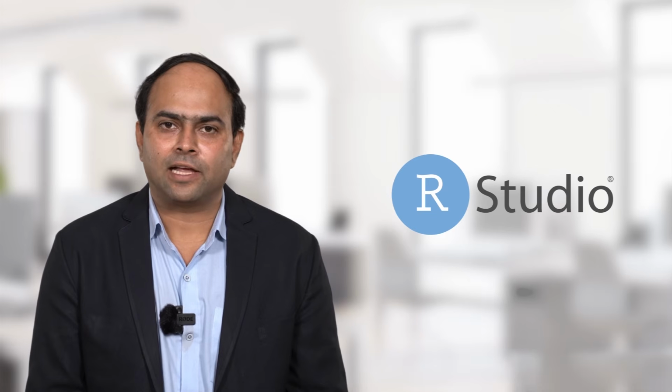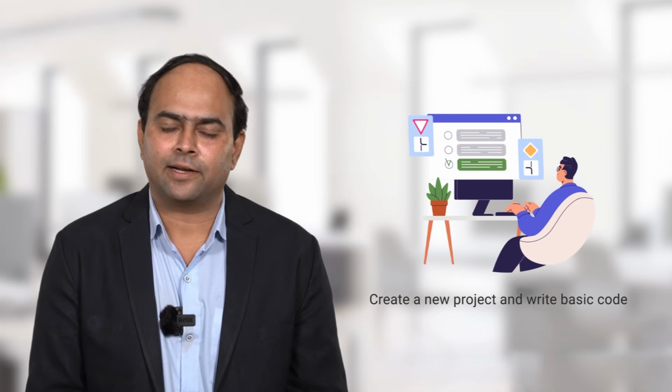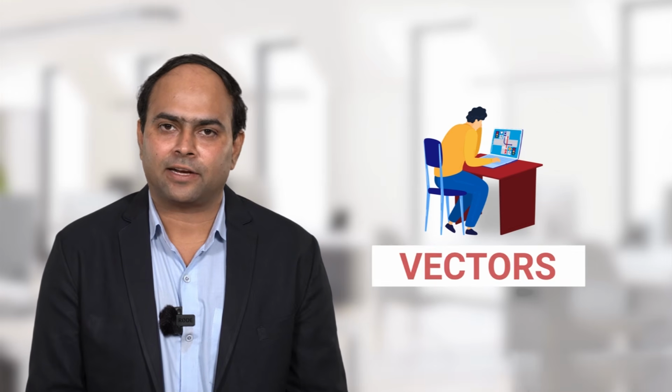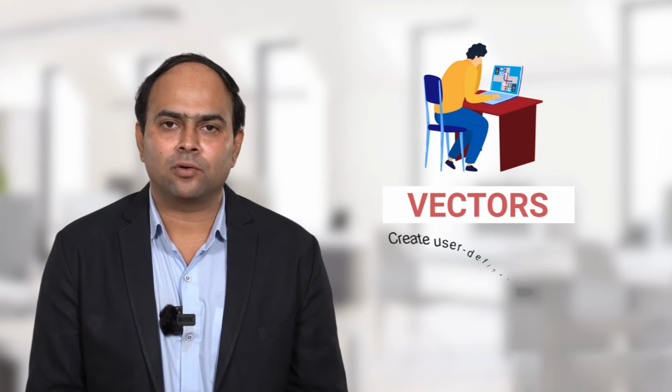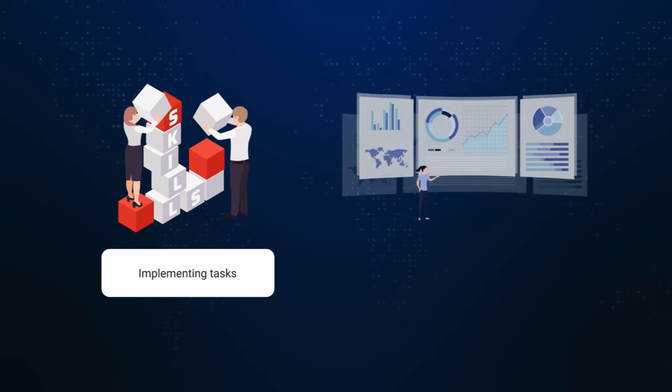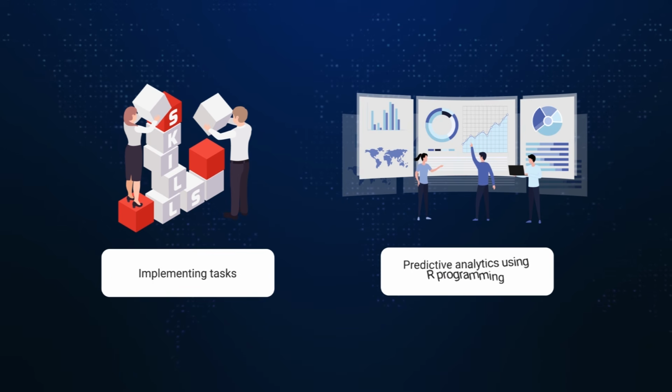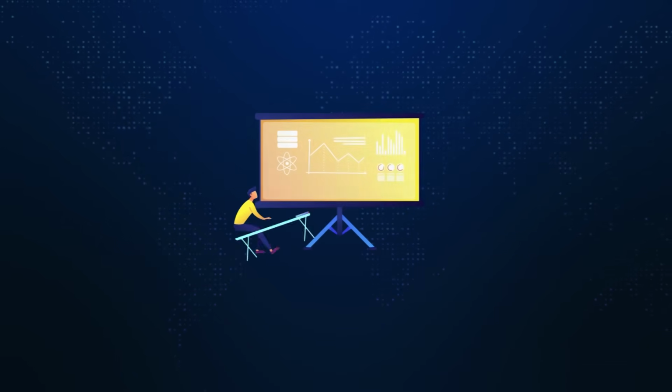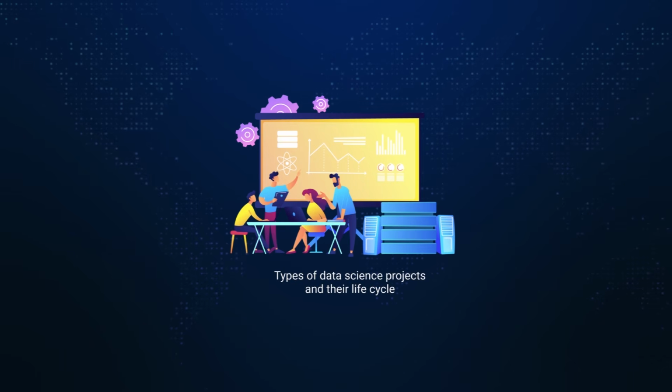To summarize, in this video, the learners are familiarized and initiated with our platform. After completing this lesson, learners will be able to create a new project and write basic codes such as simple mathematical and logical operations. Learners will be able to create new and different types of data objects such as vectors. The learners will also be able to create user-defined functions and automate basic mathematical and logical tasks. These topics will act as building blocks in implementing tasks and assignments pertaining to more advanced topics such as predictive analytics using R programming. In the next lesson, we will discuss the types of data science projects and their life cycle.